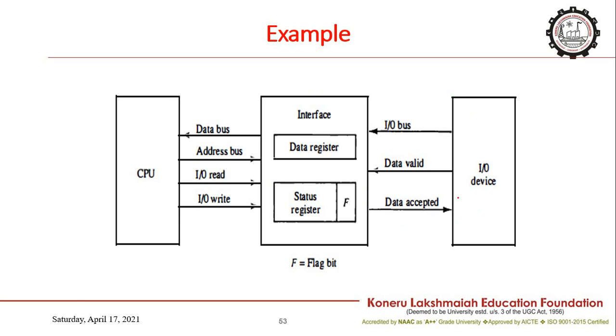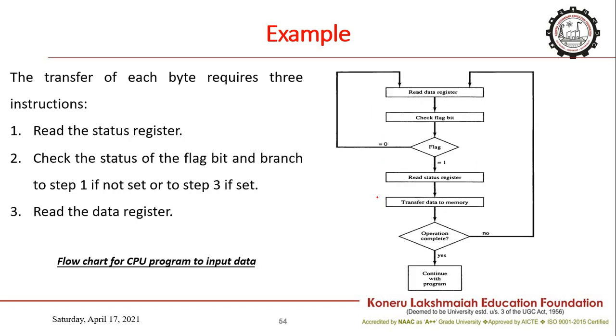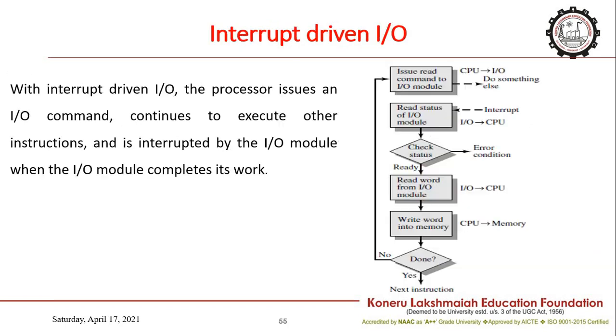So from IO devices to the CPU data register, the data will be transferred from there, so the final output, and then this is an example for that. So this is an example for just inputting from a device, so reading a data register and then checking a flag bit, and then whether the operation is completed or not, as I discussed before.